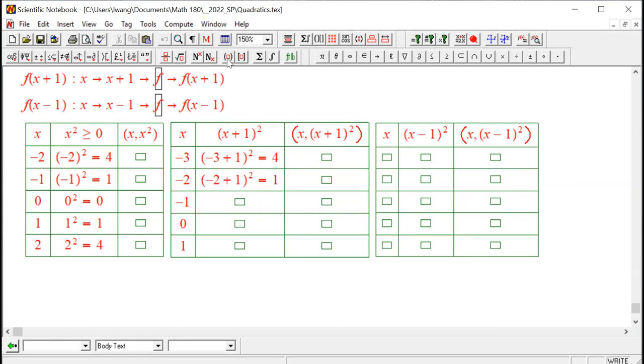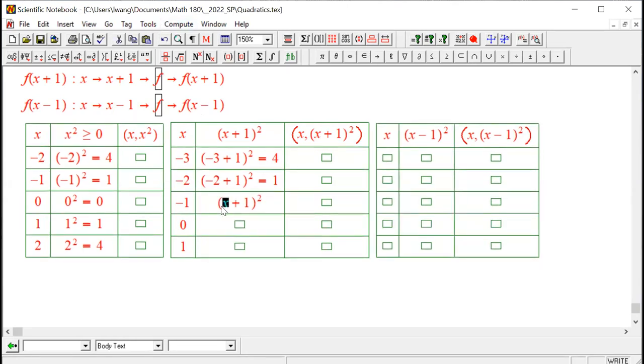The next one, right? The next one, the input is going to be -1. -1 plus 1 is 0. 0 squared is 0. And the next one, right? Input is 0. And 0 plus 1 is going to be 1. 1 squared is 1. Next, 1 plus 1, and that's going to be 2 squared is 4.